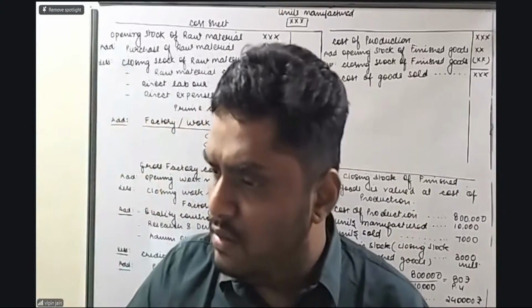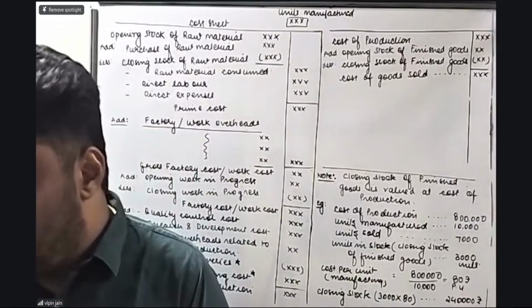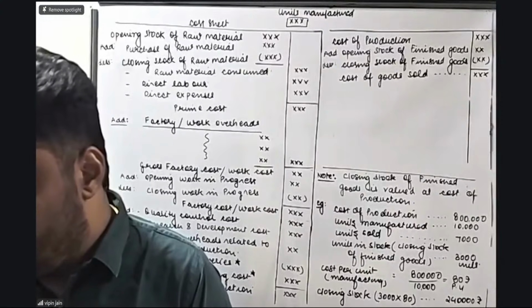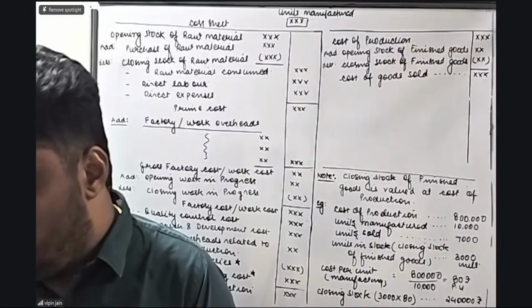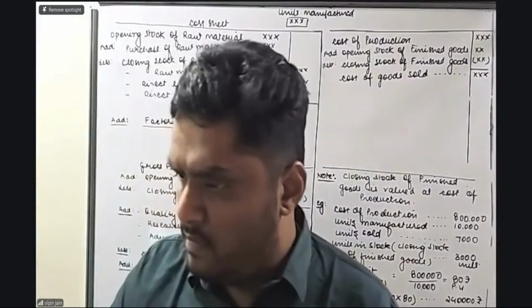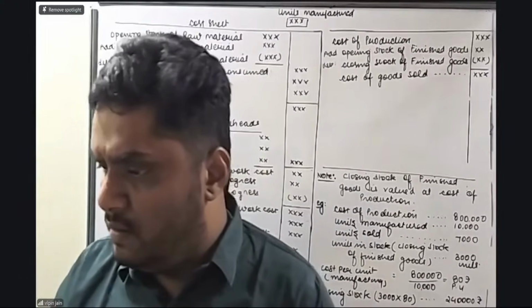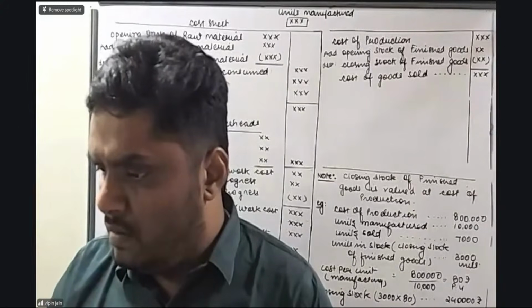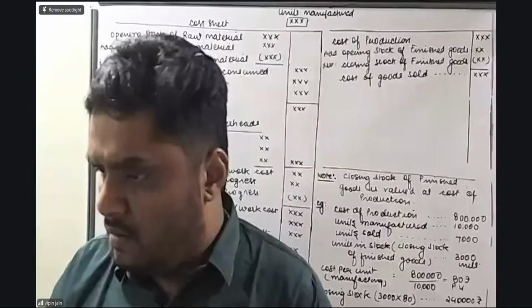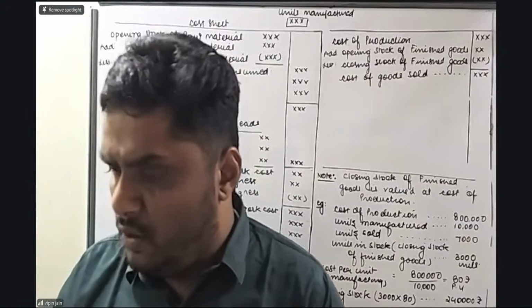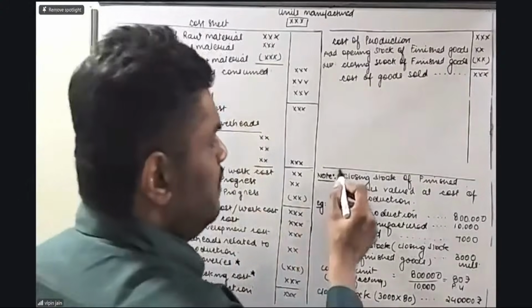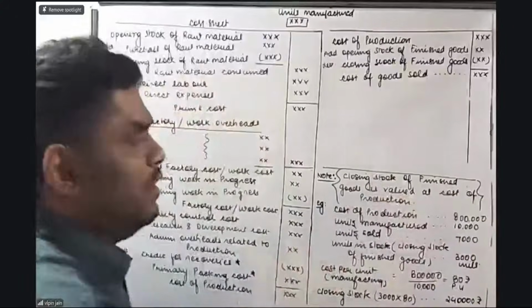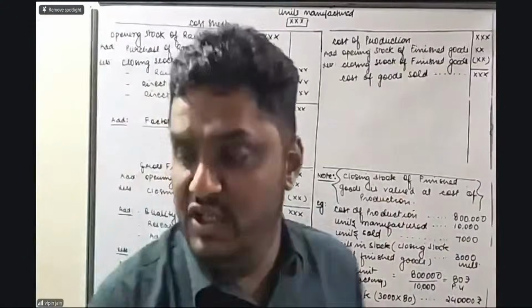Anyone having any doubts? Yes. Navneet? Any doubts, Navneet? Okay. So very important, guys. Closing stock of finished goods is valued at cost of production.